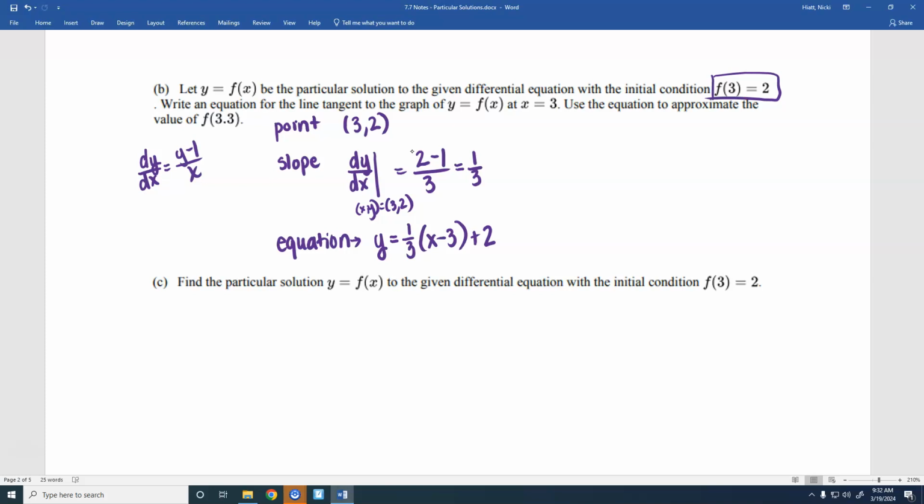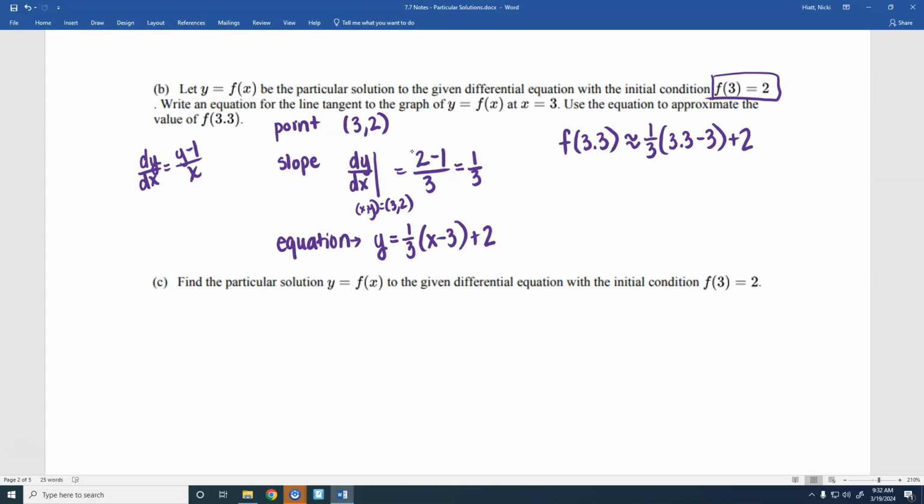But then they also asked me to approximate f of 3.3. What do I have to do to approximate? Plug it in for x. Use a squiggly equal sign because it doesn't actually equal this. We're doing 1/3 times 3.3 minus 3 plus 2. Do I have to do anything else? I can leave it. I'm just going to leave it.